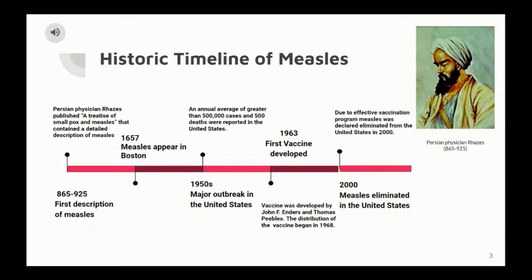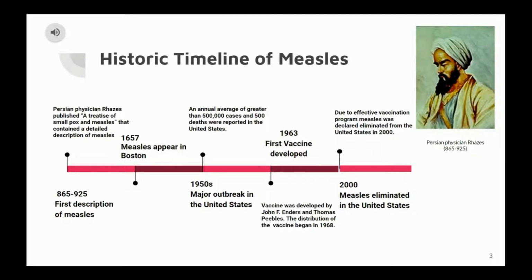In the 1950s, there was a major outbreak of measles in the United States where an annual average of more than 500,000 cases and 500 deaths were reported. In 1963, the first vaccine for measles was developed by John Anders and Thomas Peebles. The distribution of the vaccine began in 1968.